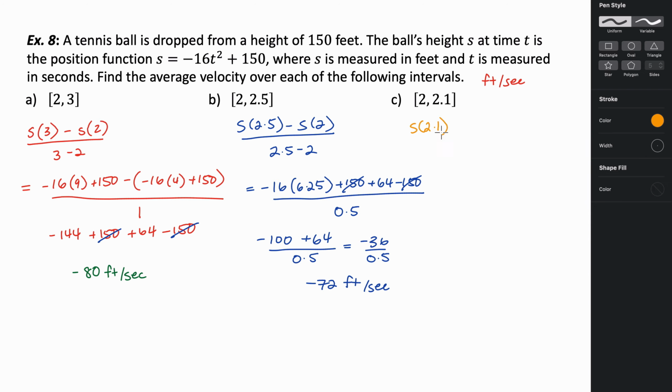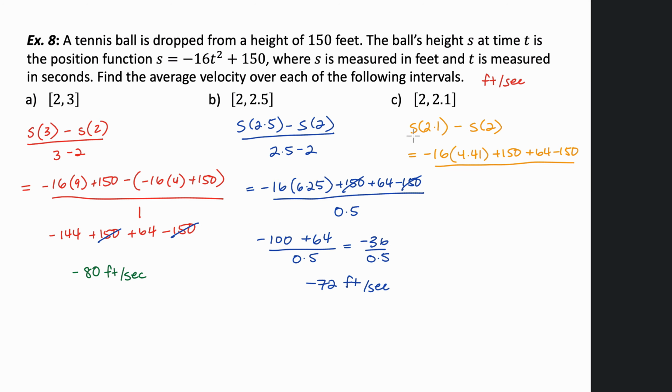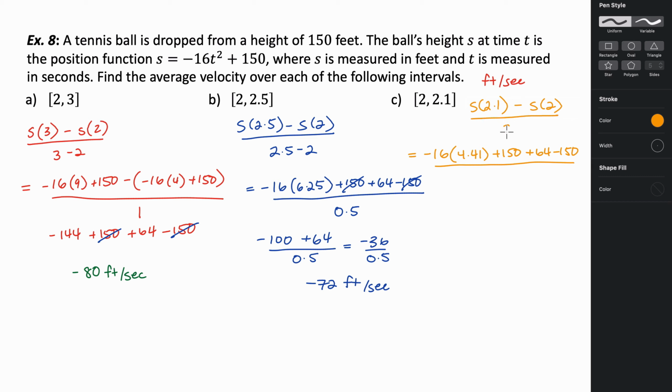So at 2.1, we're going to evaluate our function. At 2.1, we get negative 16 times 4.41 plus 150, and then we know again that this is going to be plus 64 minus 150. All of this is now being divided by 2.1 minus 2. So 2.1 minus 2 is 0.1. So all that's being divided by 0.1.